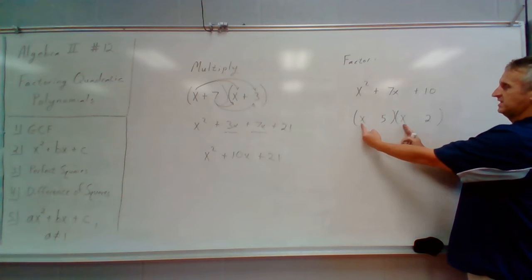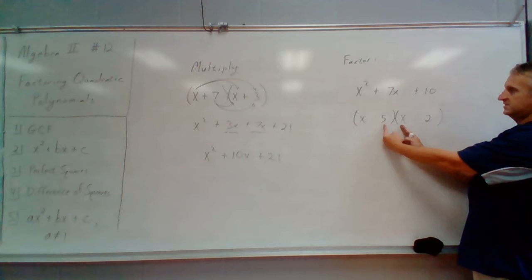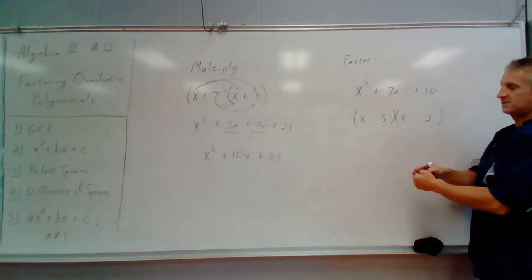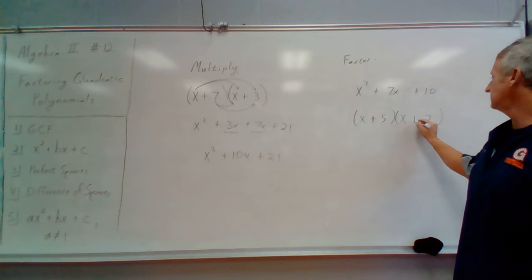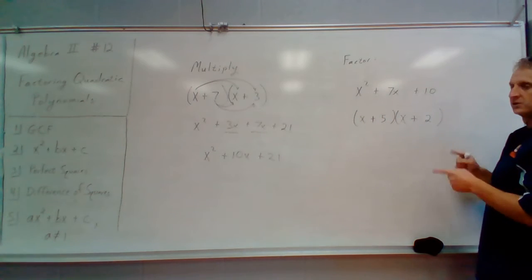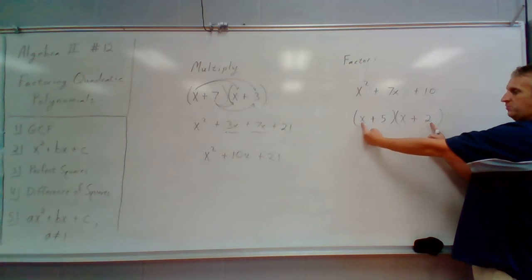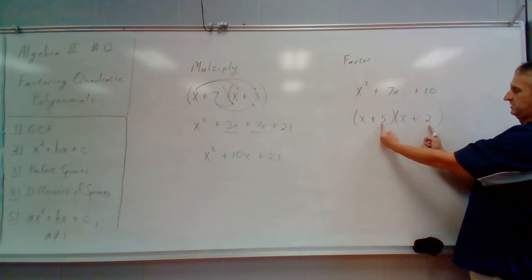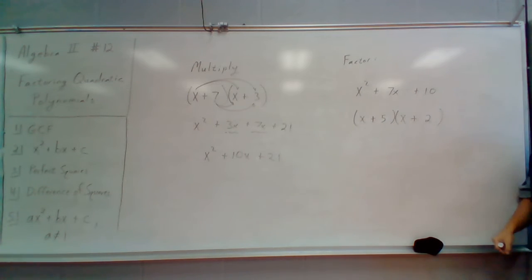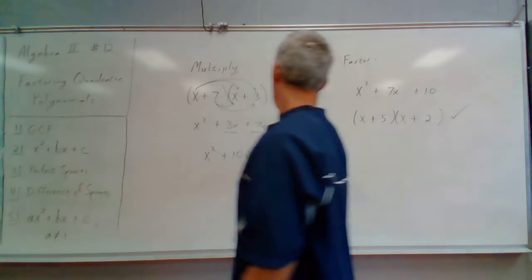So now I've got the x squared, I've got 2x and 5x. I can get a 7x out of that. I just have to get the signs right. So if I put a plus here and a plus here, triple check it, x squared plus 2x plus 5x is 7x, and then plus 10 is there. So we have that factored correctly. Let's try another.